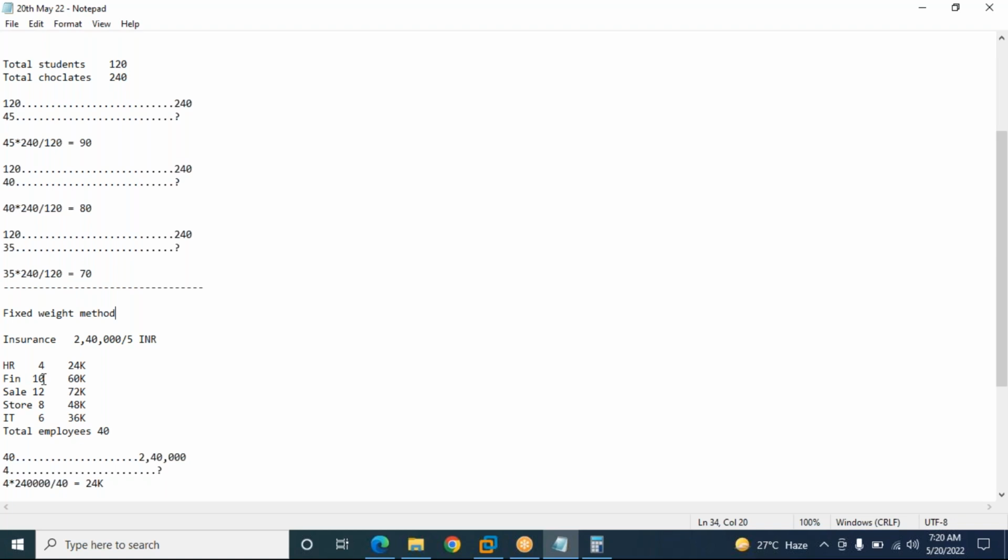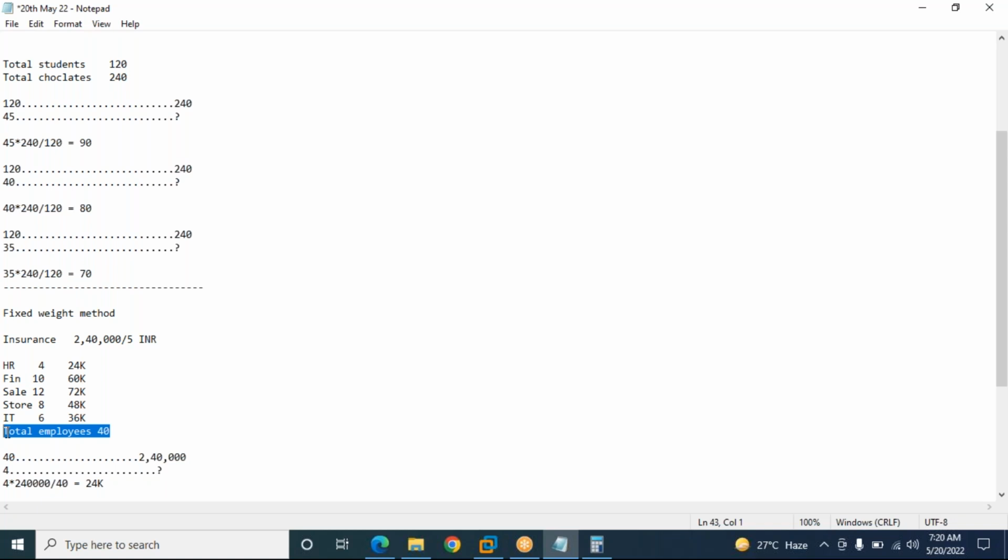Suppose in the finance department there are 11 members, I can change 11, then automatically the proportionate calculations will be changed. If the finance department became 12 members and the sales department has 10 members, then it will proportionately calculate based on the weight. The fixed weight may be a number of employees, it may be any logic. We have weight, it is not equal to 100. It may be any number. That is the fixed weight method.